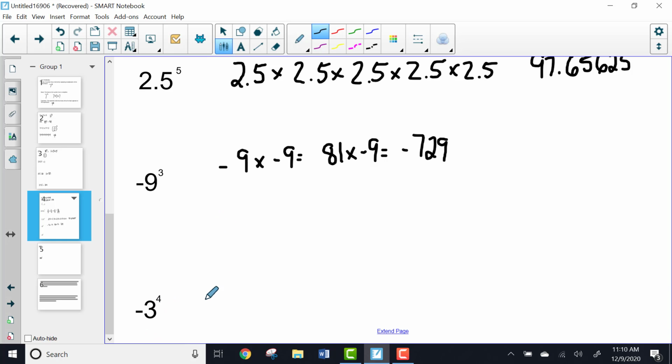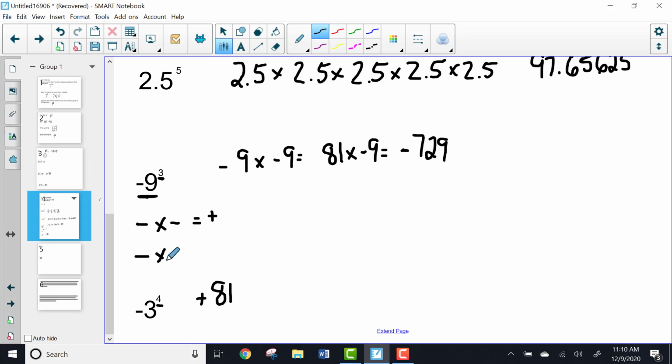Negative 3 to the power of 4 is actually going to equal positive 81. So here's a trick. Whenever you're dealing with negative base numbers, if you have an odd exponent, your answer is going to be a negative number. If you have an even exponent, your answer is going to be a positive number. That's only whenever you have a negative number for your base. So just remember, a negative times a negative is going to equal a positive.